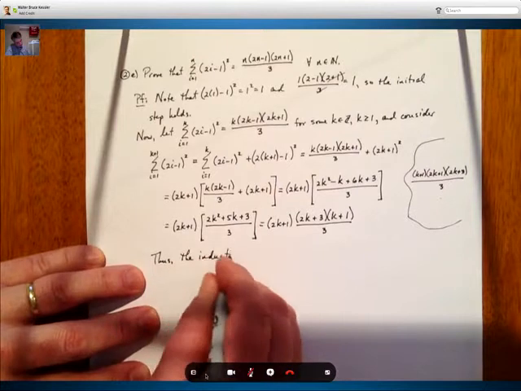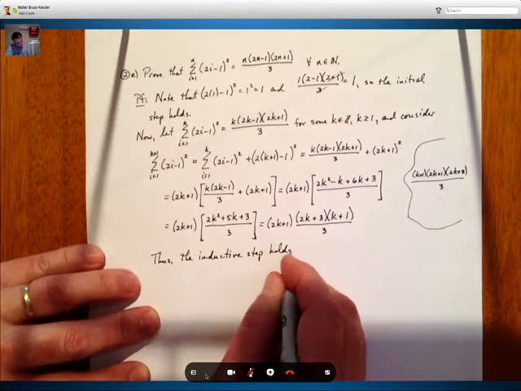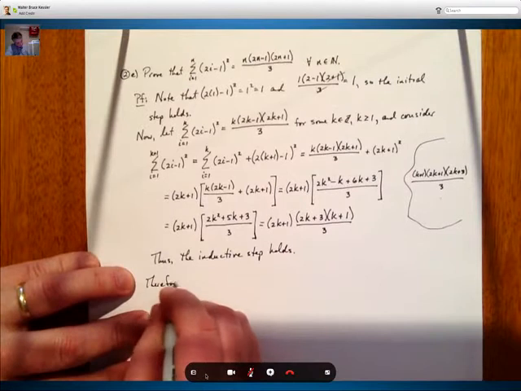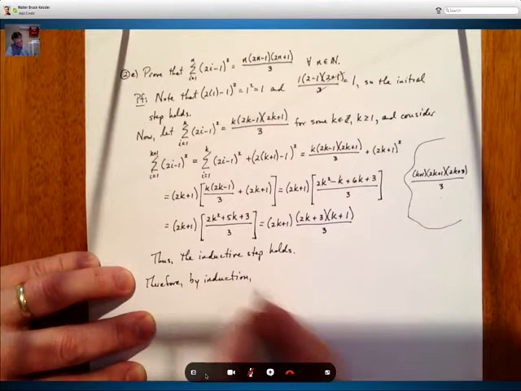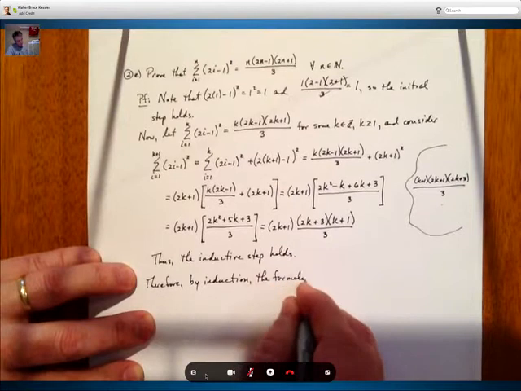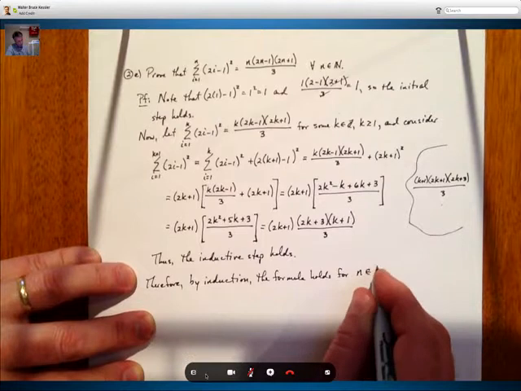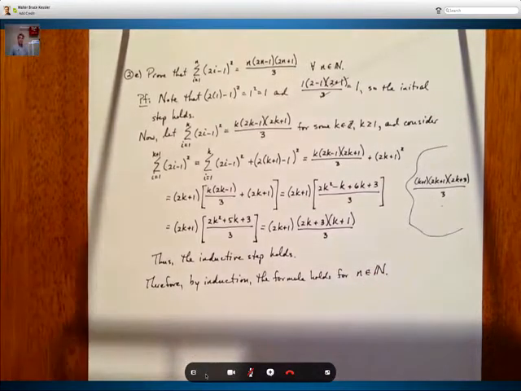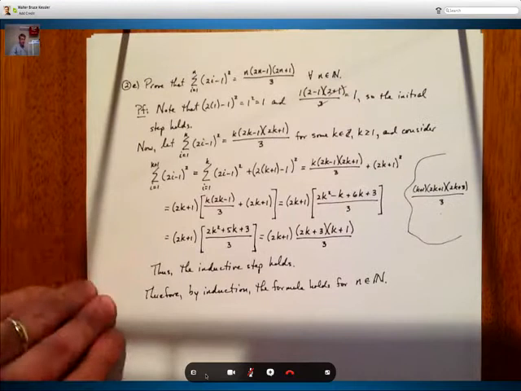So thus the inductive step holds. Therefore, by induction, the formula holds for natural number n. Okay. So again, it's good to have your algebra skills honed up and sharp and ready to go on these.